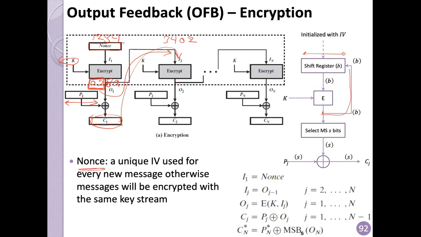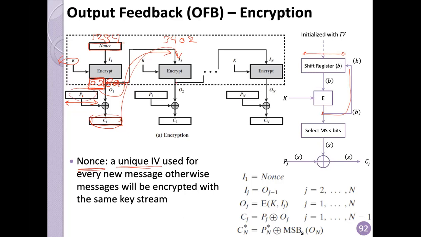Nonce is in fact an initialization vector, but it should fulfill a feature, and that feature is that it should be a unique initialization vector. The initialization vector should be unique. Otherwise, the message will be encrypted with the same key stream. It means that we're going to get the same cipher, because the output that we are getting at this point is not the function of the plain text. It's only the function of the output.